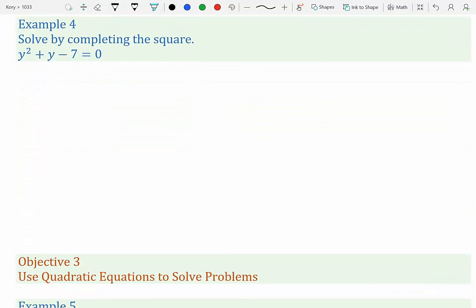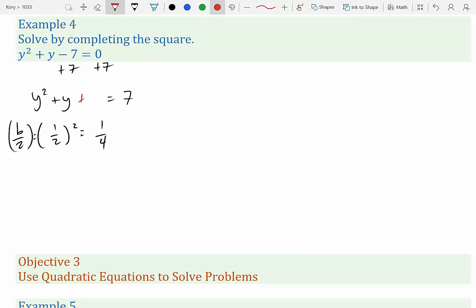Alright, example 4. As long as there's nothing in front of the squared, we're good to go. We're going to move over this 7. So we have y squared plus y equals 7. Now we're going to take half of b and square it. Remember, there's a 1 in front of everything, so we have 1 over 2 squared, which is 1 over 4. So we're going to add that to both sides.